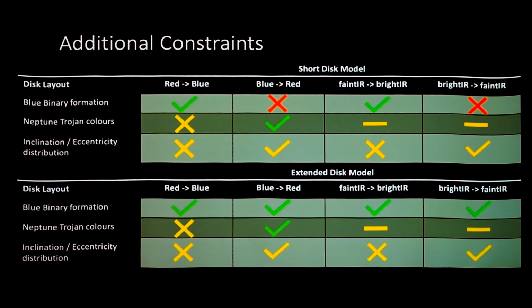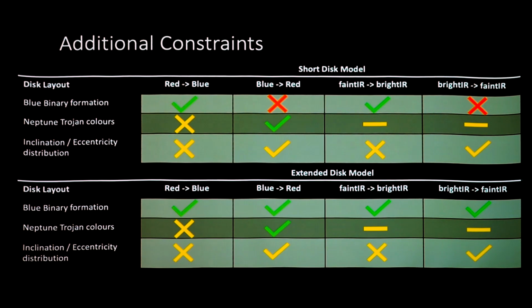But yeah, David did show with his models that objects that form further sunwards, or further into the solar system, preferentially end up on higher inclined orbits. So that means most likely that if the bluer or bright IR surfaces are further inward, they're going to end up in higher inclinations, even if we can't say that for certain.